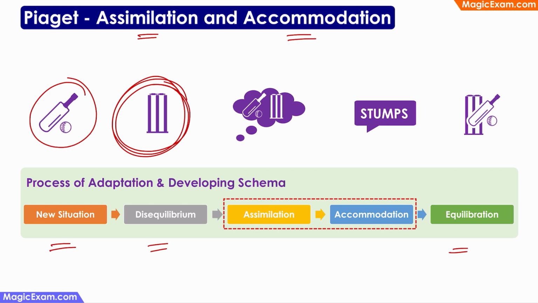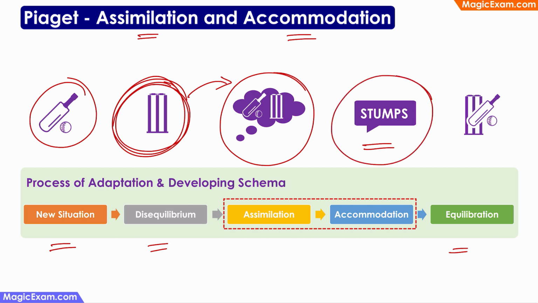So he assimilates this new information into his existing schema. So he's assimilating this new information. And then he learns that these 3 sticks are called stumps. So he's accommodating some new words into his existing vocabulary. So now he knows what these sticks are and what they are used for. So he reaches a stage of equilibration.